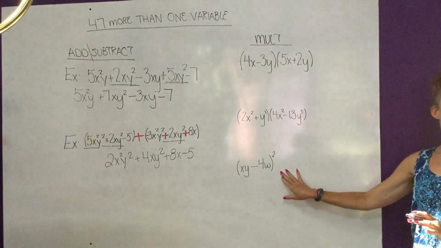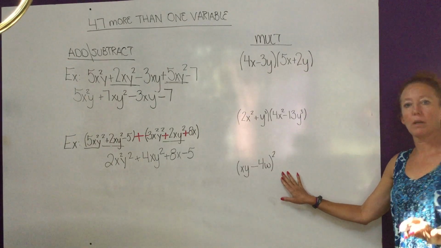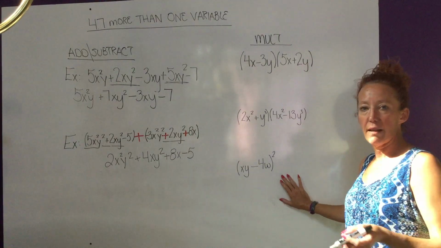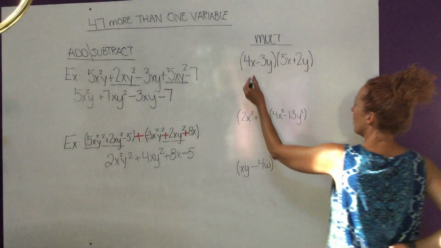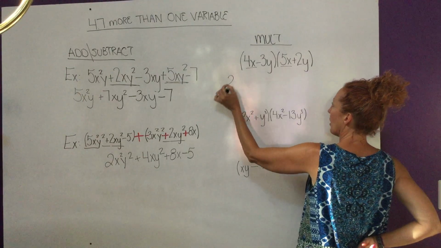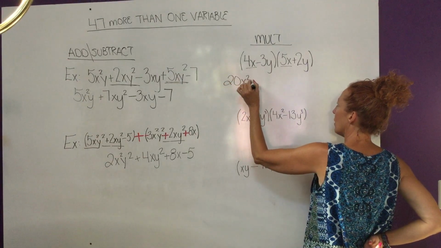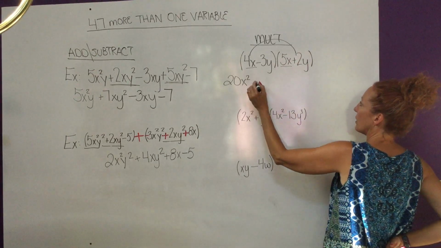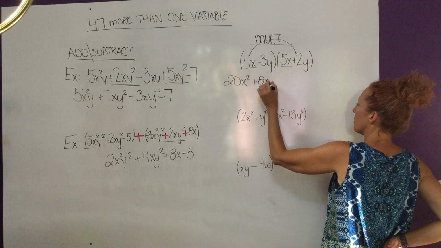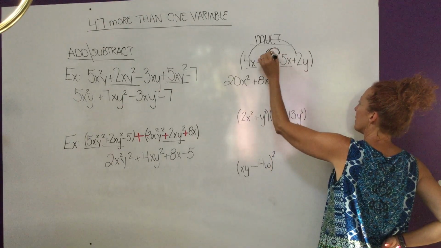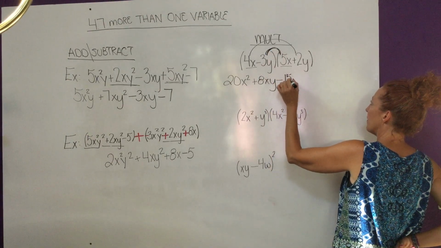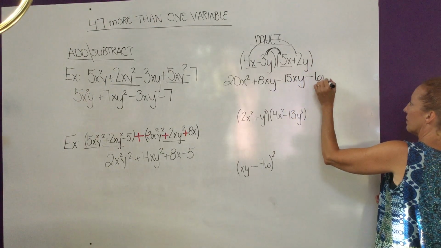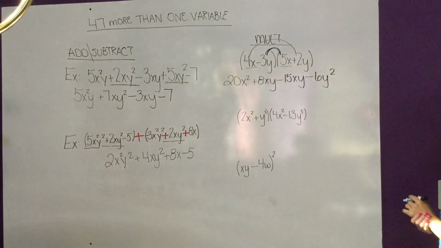Foil, foil, foil. The only difference is that it got more complicated, so we just need to pay attention to our detail. So first, outside, inside, last, everything else stays the same. So when I multiply those two things, I get 20x squared. When I do the outside, I have this extra variable back here. So it's going to be plus 8xy. The inside piece is going to be negative 15xy. And the back piece is negative 6y squared.